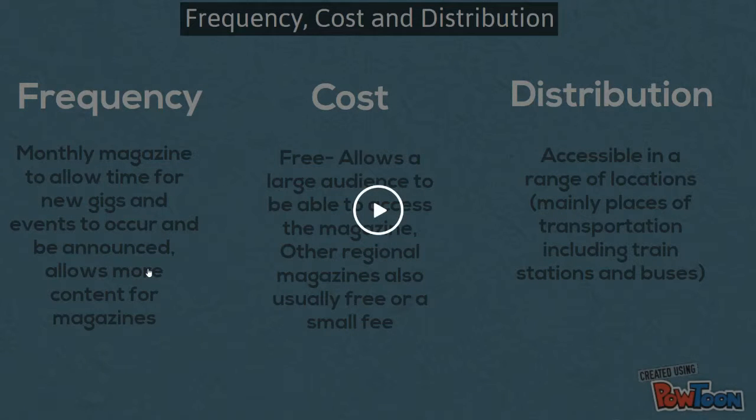And finally, the distribution of the magazine. I'm looking to have it accessible in a wide range of locations, mainly that of transportation, which would include train stations and buses. Once again, you're looking at how you can associate the magazine with the demographic audience and the types of places that they usually go to. And obviously, transportation is quite important for the demographic of 18 to 40 year olds. You expect them to be getting transportation every day, whether that be the bus or the train, and therefore it's the best idea to distribute it to that location, because there's a chance that they're going to pick the magazine up.